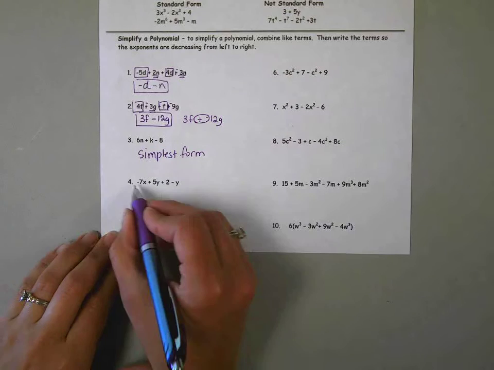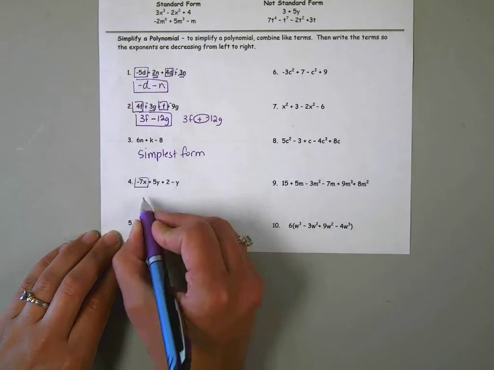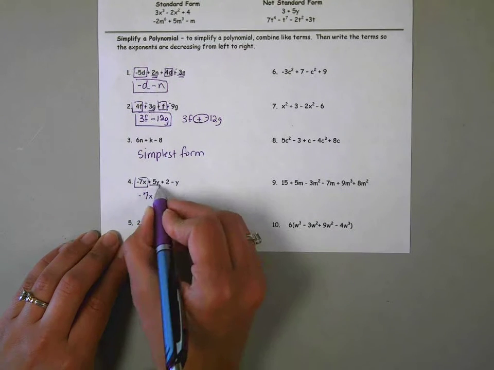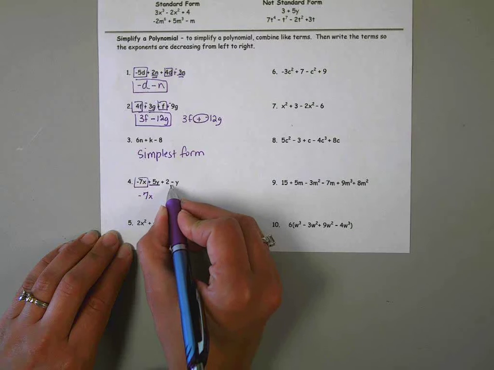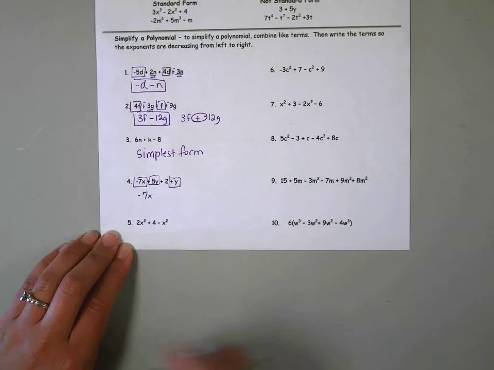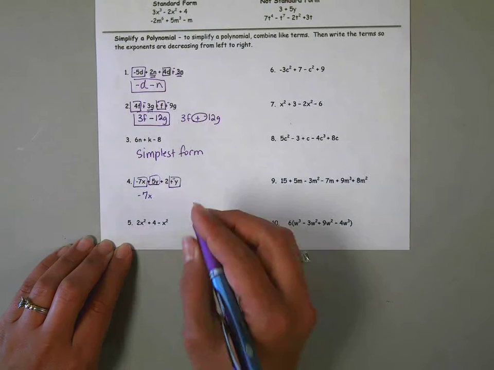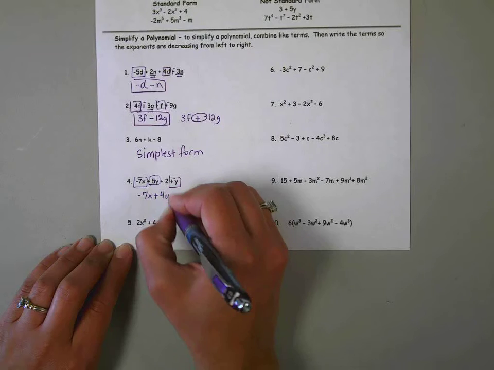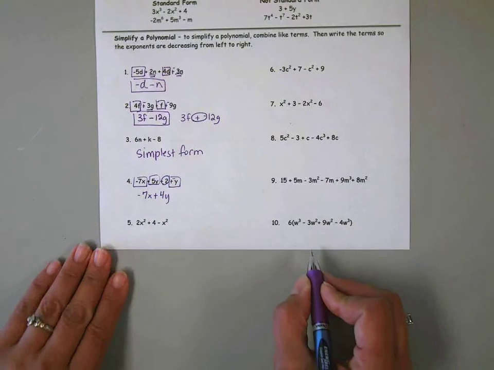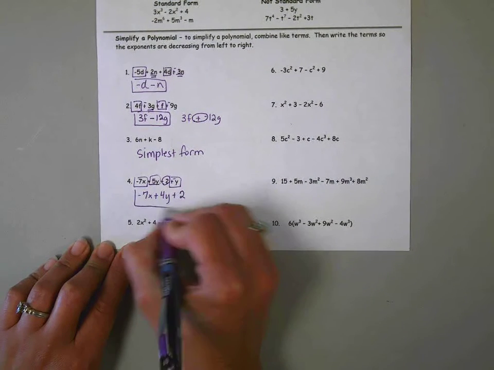So a negative 7x, I don't have any other x's, so I'm going to leave that as it is. Then I have a positive 5y and a negative y. So 5 plus a negative 1 is a positive 4y. And then this does not have any other like terms, so I'm just going to keep that as a plus 2.